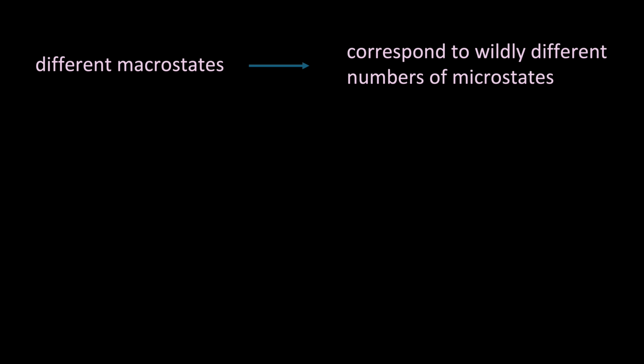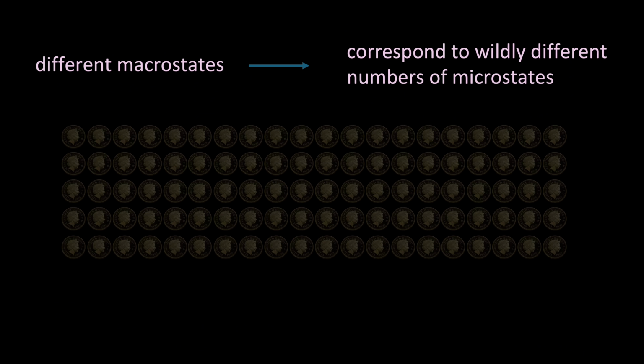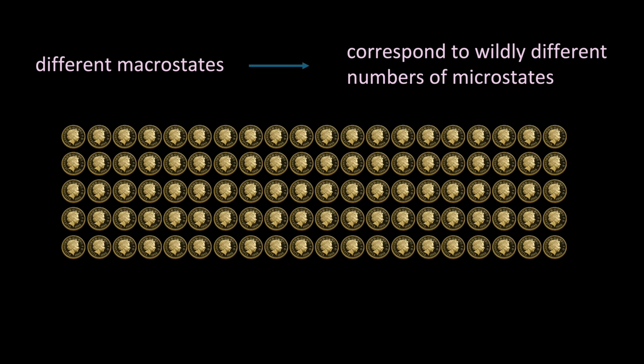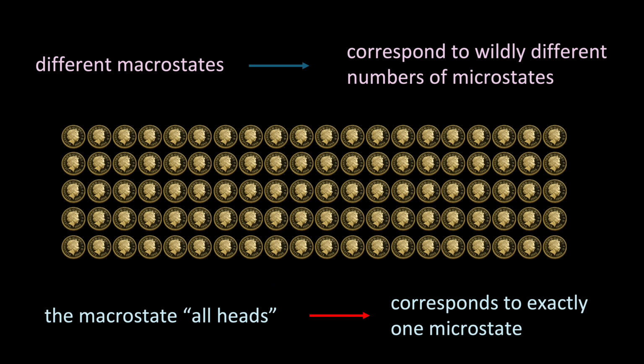Now, here's the crucial point. Different macrostates correspond to wildly different numbers of microstates. For example, there is only one sequence that gives you all heads, so the macrostate all heads corresponds to exactly 1 microstate.